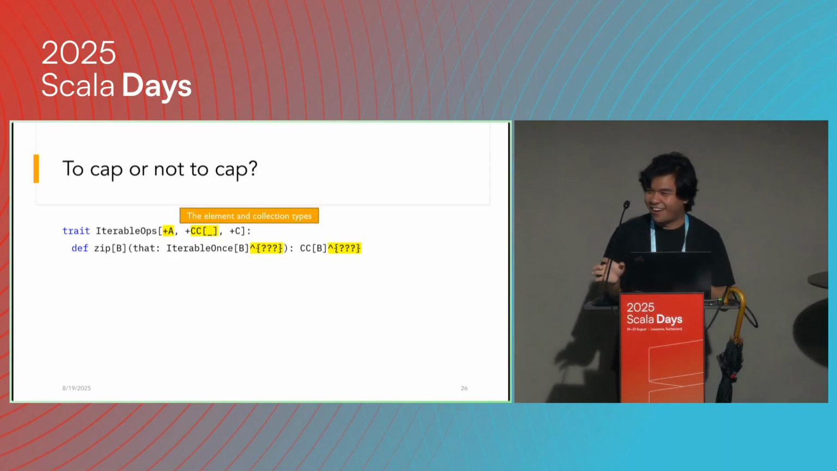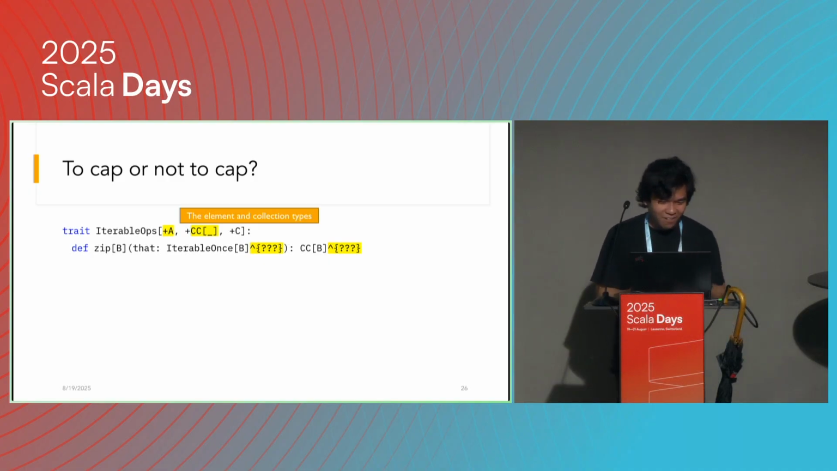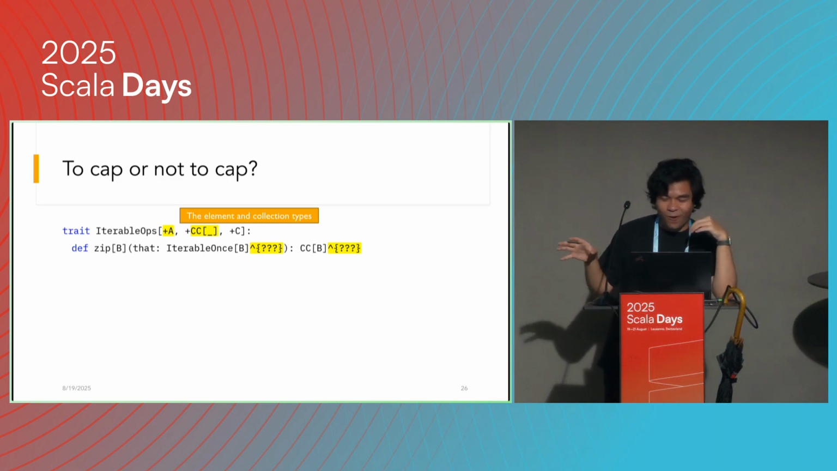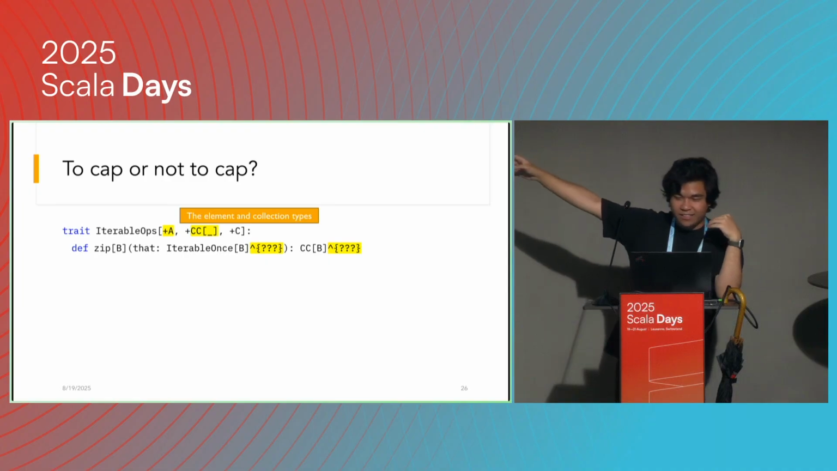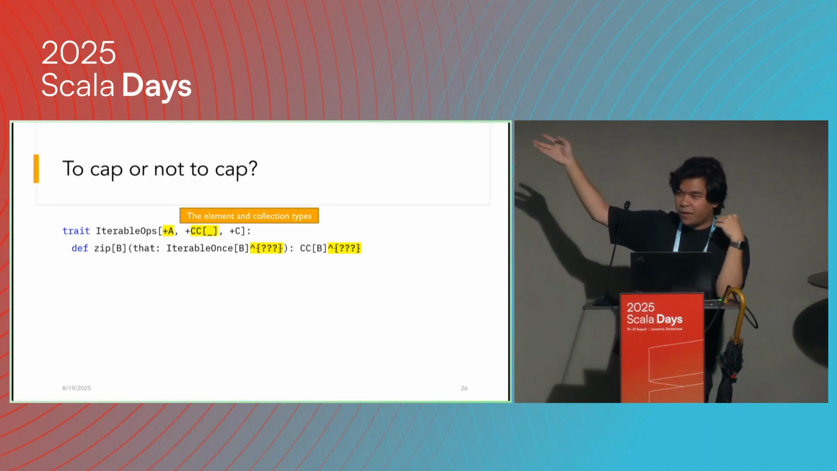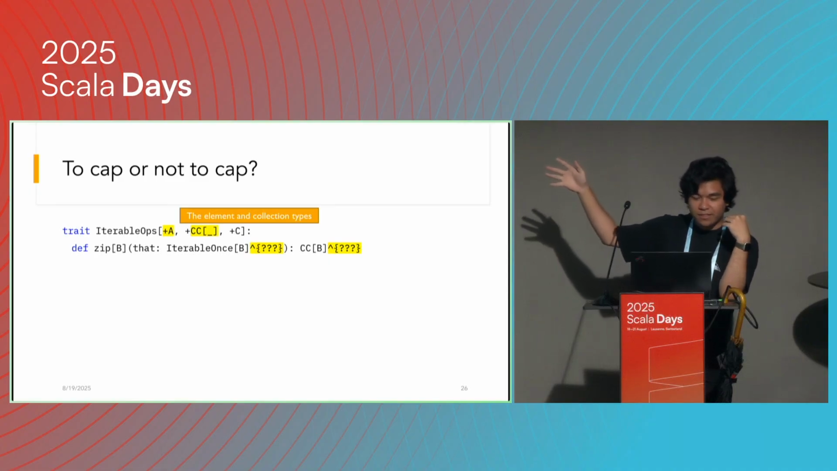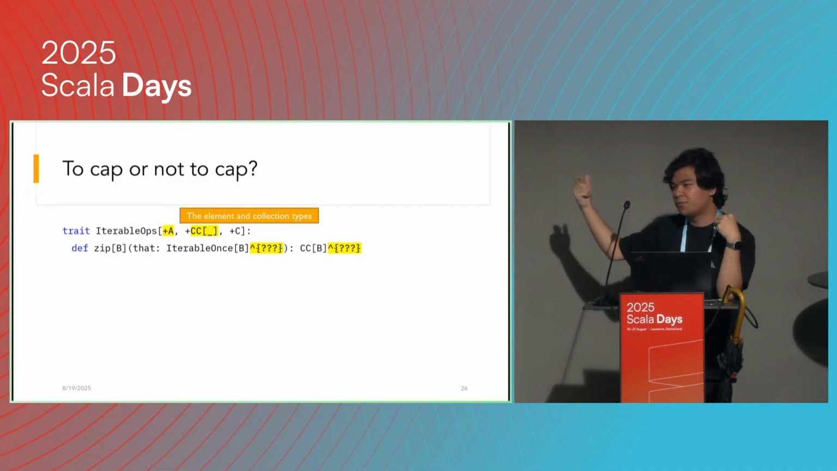I said that I would recommend people to read the ops implementation, but I'm going to give you one. So here is another design question. This is zip, right? It's a method of IterableOps, so Iterable will use it. It takes an iterable once. You give it some capture set, and it returns some capture set, right? What should you put there? What do you want to put there?